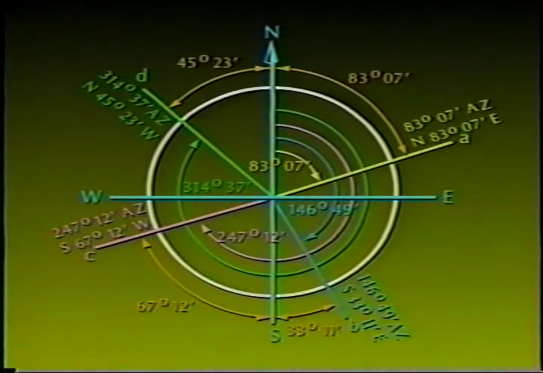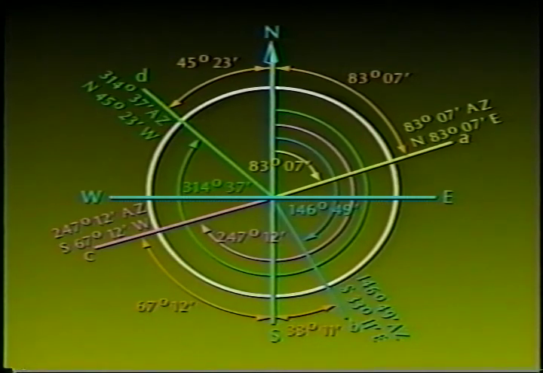Let's take a look at the next graphic while I discuss this process a little further. This graphic shows the angular relationship of azimuths to bearings in each of the four quadrants. For instance, look at the northeast quadrant. Line OA has a bearing of north 83 degrees 07 minutes east. Since azimuth and bearing both start at north and rotate clockwise, they will be identical in this quadrant.